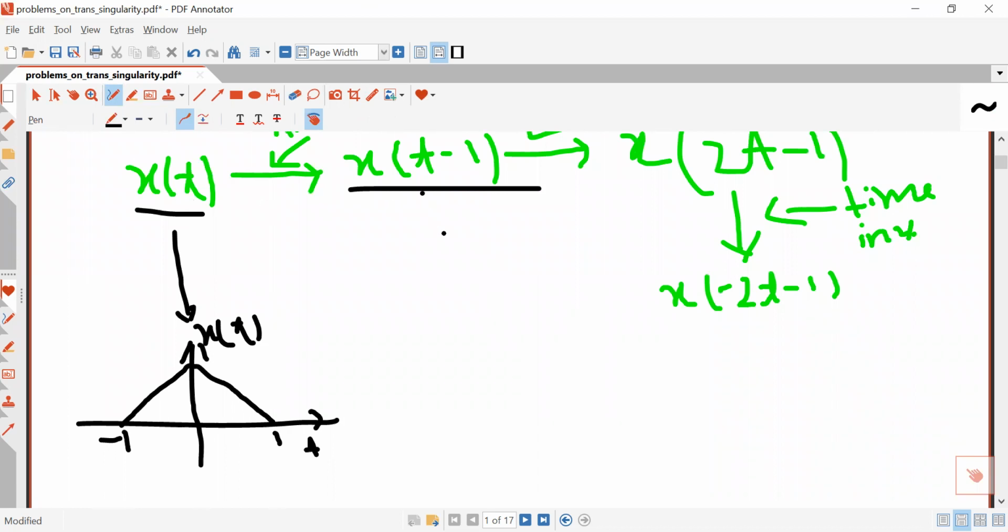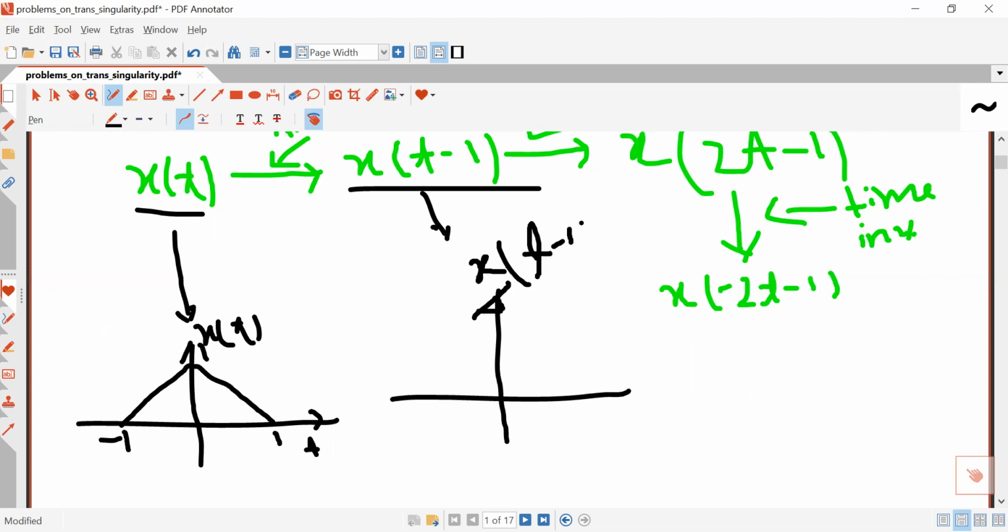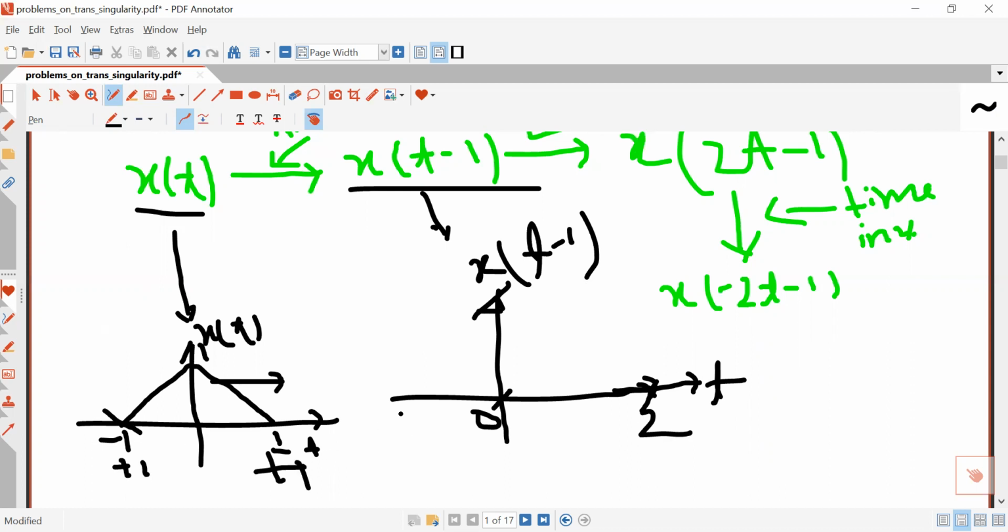So this signal will now be x(t - 1). Now you are going to shift the signal in the right direction by 1 unit. So this coordinate will be 2 and this -1 will be 0: -1 plus 1, and 1 plus 1. So now the signal will be this.